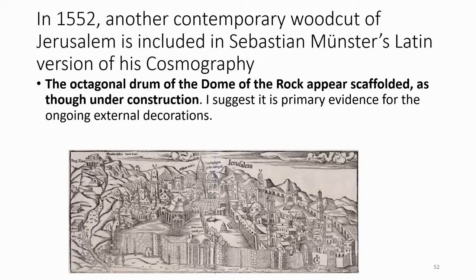In 1552, another contemporary woodcut of Jerusalem is included in Sebastian Münster's Latin version of his cosmography. The octagonal drum of the Dome of the Rock appears scaffolded as though under construction. I suggest it is primary evidence for the ongoing external decorations, and you can see it there. There is the scaffolding. Now, AJ Deus's inference is backed up by evidence of how the Dome of the Rock subsequently changes its appearance.